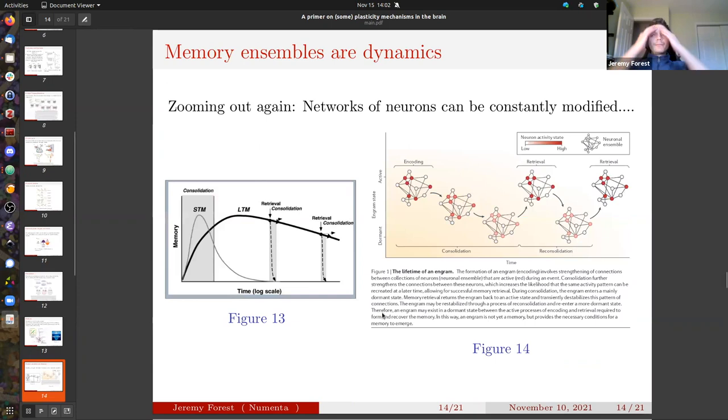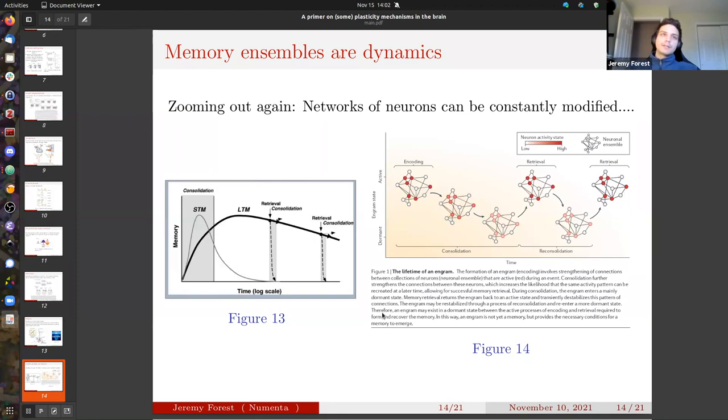Okay, next, those memory ensembles that I briefly mentioned, those ensembles of cells that encode a specific memory, are not fixed, right? They can be changed. They're very dynamic in time.